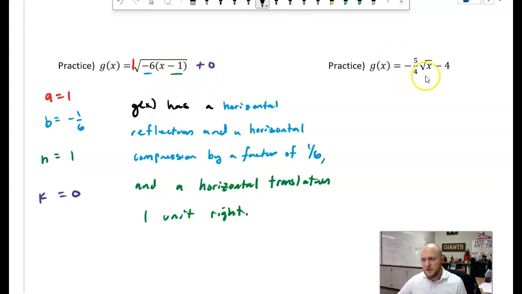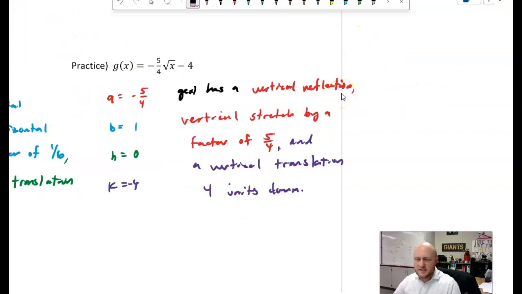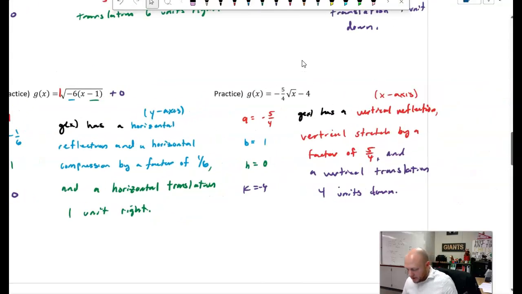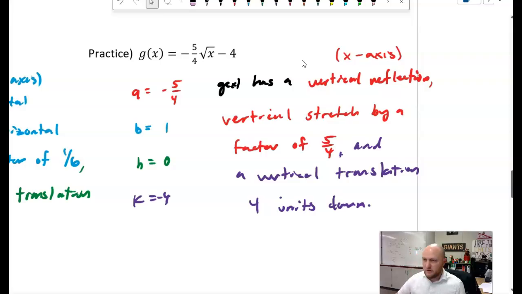Hopefully you did good. Okay, let's go ahead and look at the solution for the second practice problem. Okay, here's example 2. Your A value is -5/4 and your K value is -4, resulting in vertical reflection, which is also known as, maybe add this too in your notes, x-axis reflection. It reflects over the x-axis. For horizontal reflections, that's going to be y-axis reflection. This is y-axis reflection. And then we have a vertical translation 4 units down because our K value is negative.